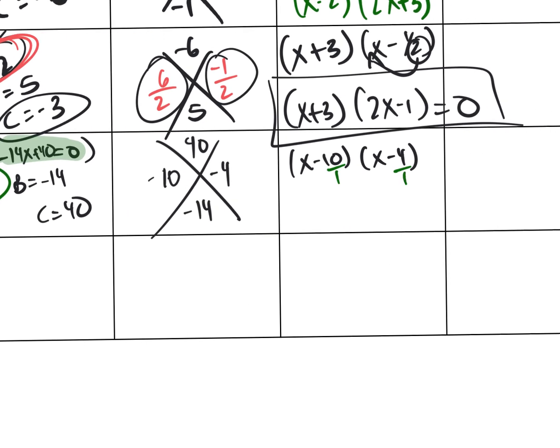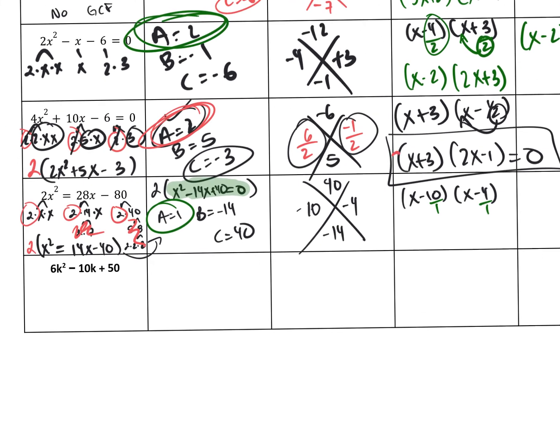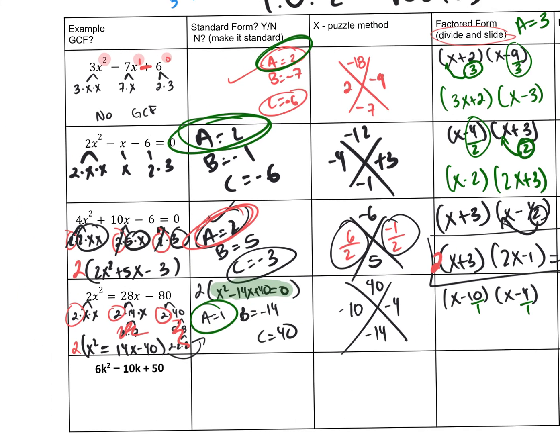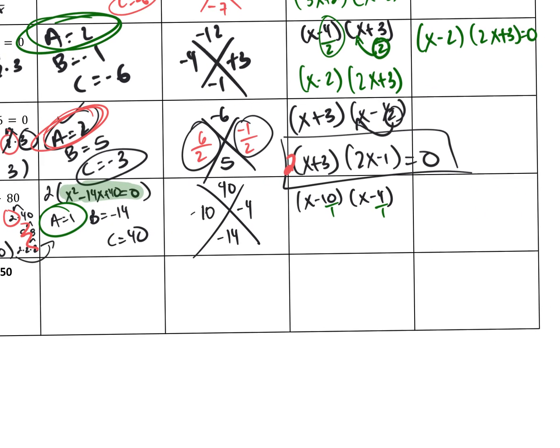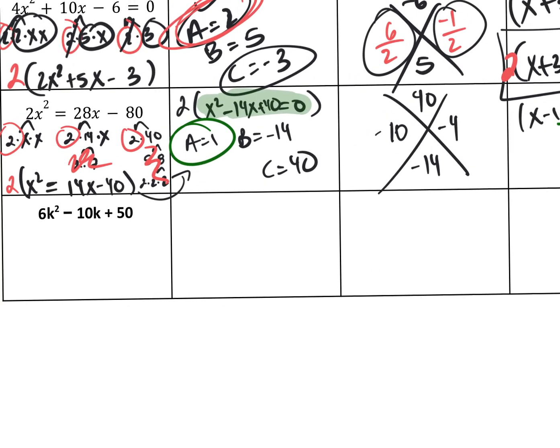So my answer for this one, oh, y'all, I forgot the GCF on the previous one. 2 goes right there. Cool. My answer for this one has a GCF of 2, x minus 10, x minus 4. GCF is always part of your answers, y'all. Do not forget your GCF like I did. GCFs are important. They're part of your answer.